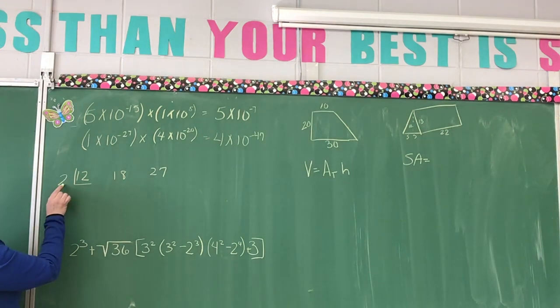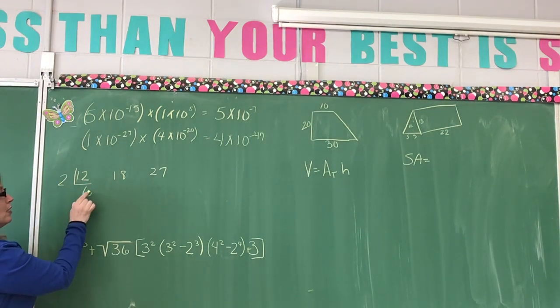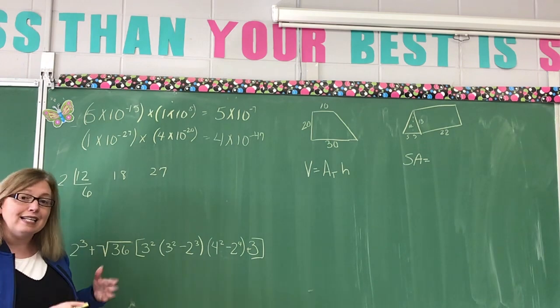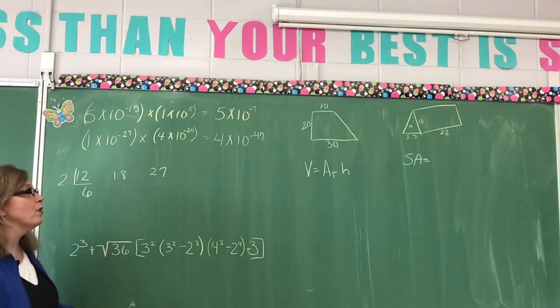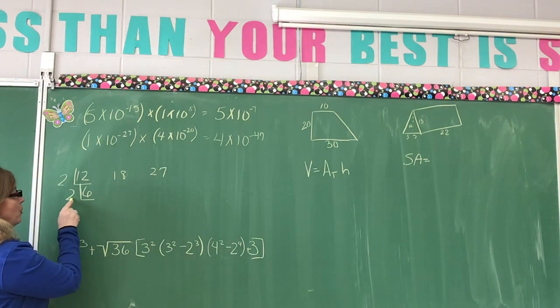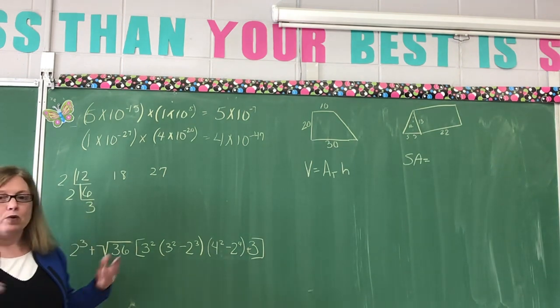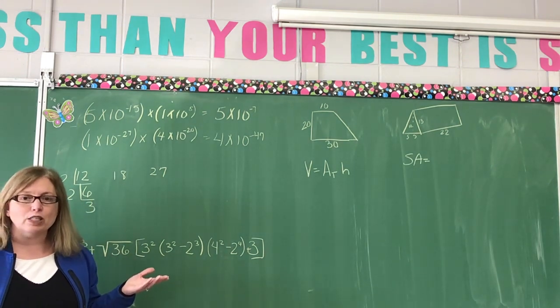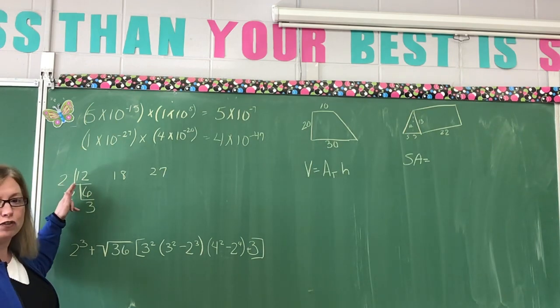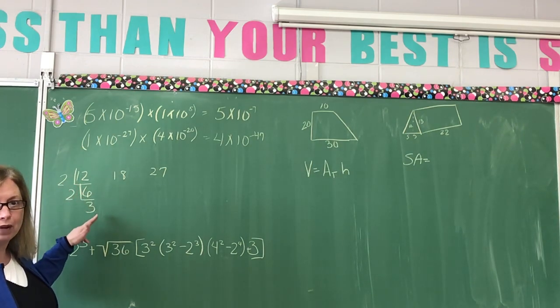Okay, so we have 2. 2 goes into 12 6 times. Since 6 is still even, we again divide by 2. This time we have 3. What do we know about 3? 3 is prime. So our prime factorization for 12 is 2 times 2 times 3.